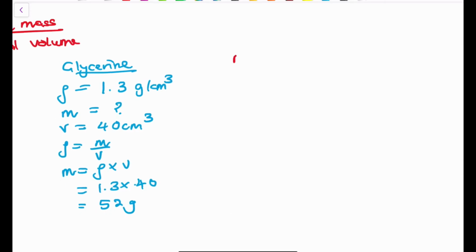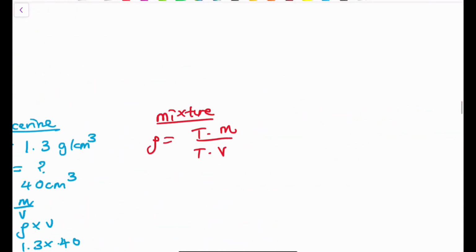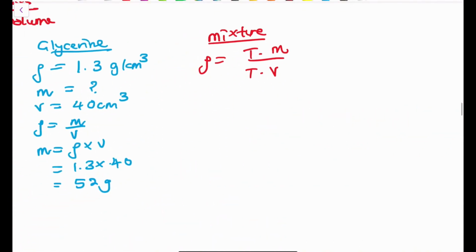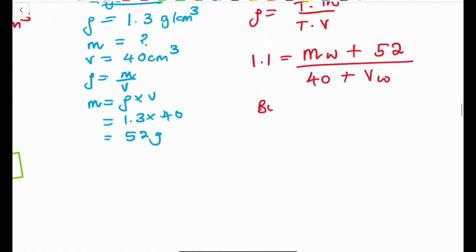Let's go back to our mixture, and let's try to combine this. Very important. So the density of your mixture is going to be your total mass divided by your total volume, right? For the mixture, you've been told that the density is 1.1, because that's the density that you're going to have. What is your total mass? The mass of water, we don't know, but we just know it's equal to its volume, plus the mass of glycerin, which is 52, over the volume of glycerin, which is 40, plus the volume of water, VW. But MW is going to be equivalent to VW.